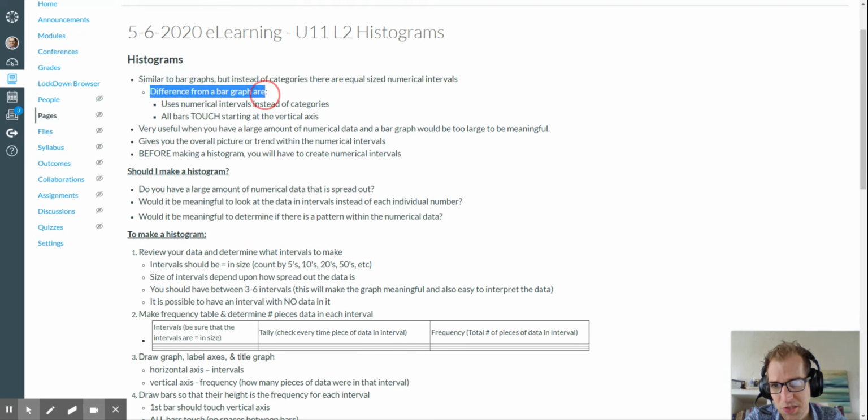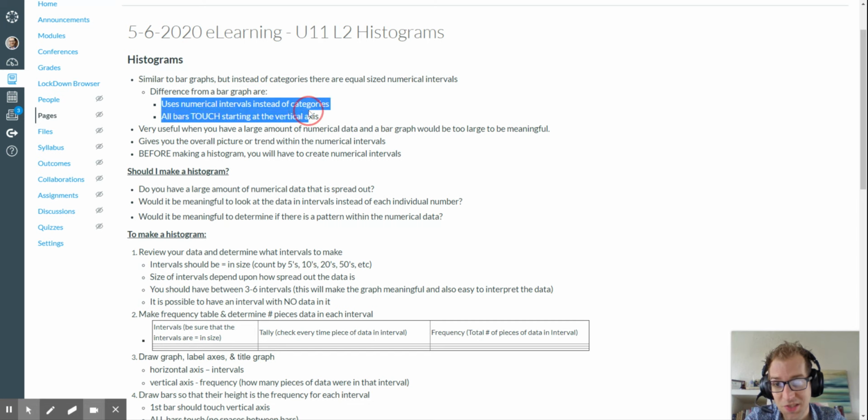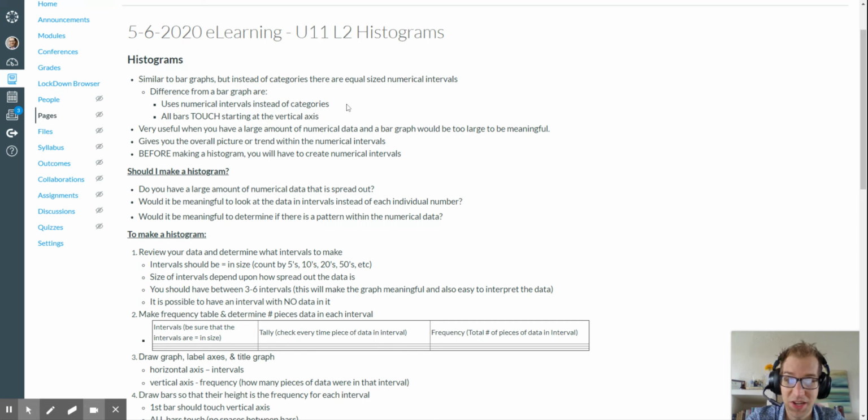So once again, the difference here is it uses numeric intervals instead of categories. So it's not just you like ice cream, you like potato chips. It's like, what's the number here? It's going to be some kind of number that's used. And then all the bars touch, starting at the vertical axis.